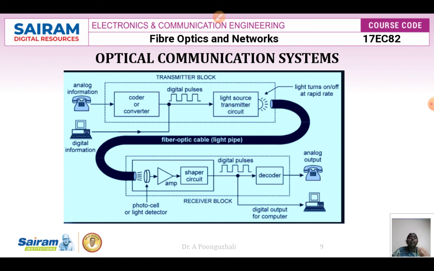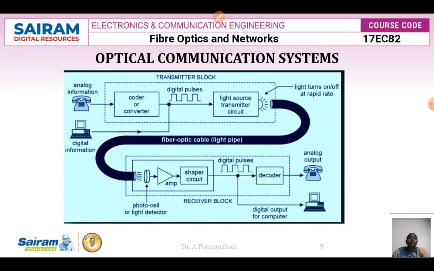The intensity of the light is varied according to the digital pulses and then transmitted through the fiber optic cable. At the receiver side, I have a photocell or a light detector. This signal will be of a very low value, and I have to amplify it, so I use an amplifier block. Once the signal is amplified, any noise superimposed on the output of the amplifier should be removed. That can be done by the shaper circuit. The noise is removed and you get the original digital pulses.